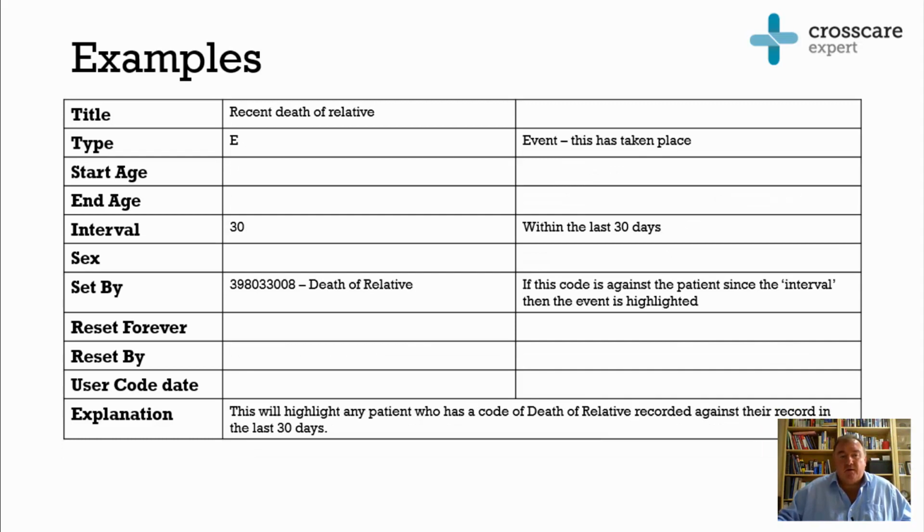So the title of this one is Recent Death of Relative. It's a type E for event. There are no age bands. The interval is 30, so if this has happened within the last 30 days, we want to know about it. And it's set by the code for a death of a relative. So when I access a patient's record, if they've had an event recorded against their record saying they've had a death of a relative within the last 30 days, it highlights that to me.